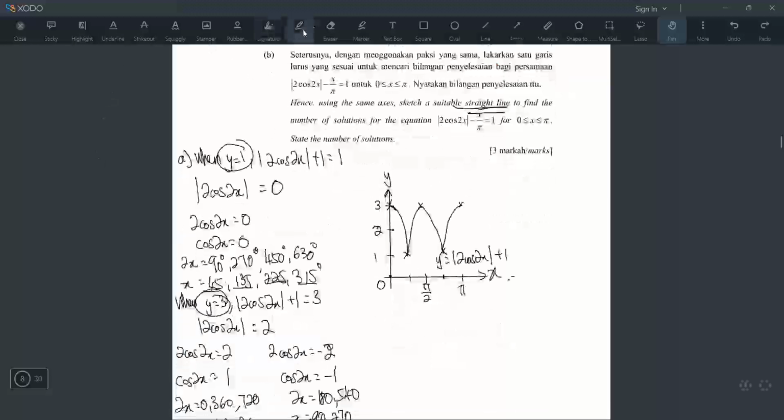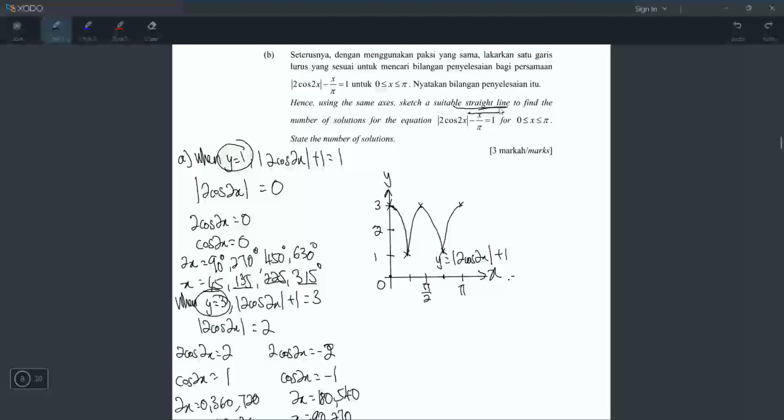Okay, now let's look at B. B says, hence, using the same sketch, draw a suitable straight line. This one we have done so many times already in class. A suitable straight line to find the number of solutions. So let's write down the equation: modulus 2 cos 2x minus x over pi equals 1, for 0 until pi, state the number of solutions.